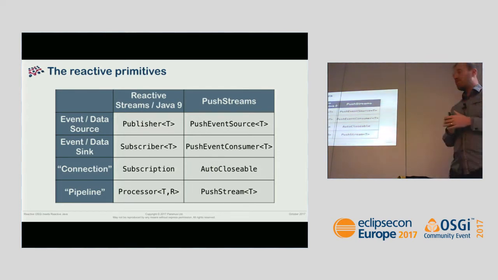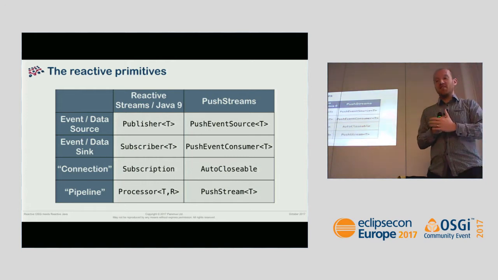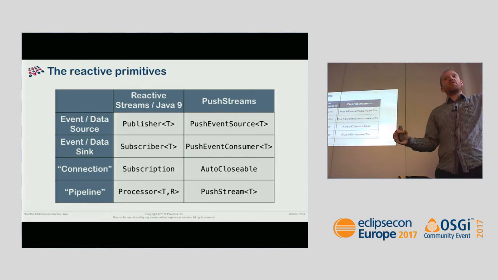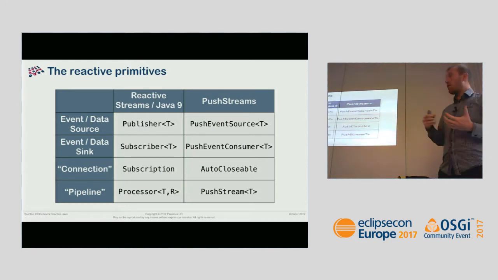In Push Streams, we have a very similar set of primitives. We have a source of data called a push event source. You have a consumer of data called a push event consumer. The connection is the fact that in this case you get a closable out of the thing, so you can close the connection. And you also have a push stream, which is effectively the pipeline that you're using to build between these two things. So very similar primitives with different names and some slightly different semantics.